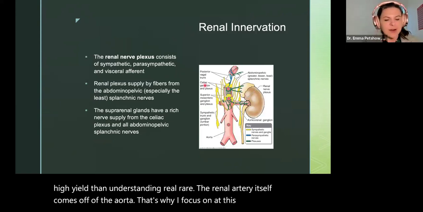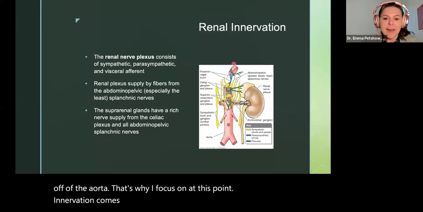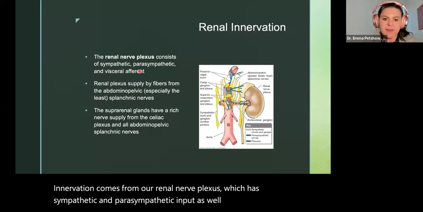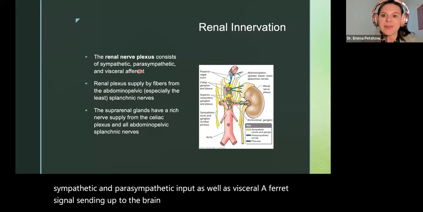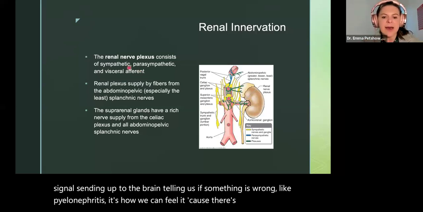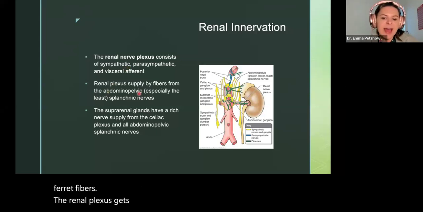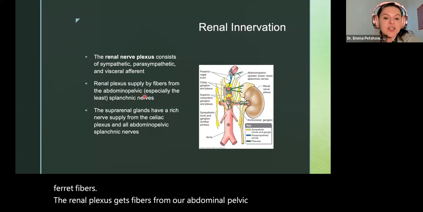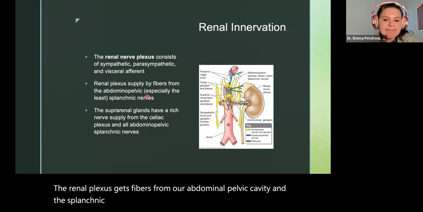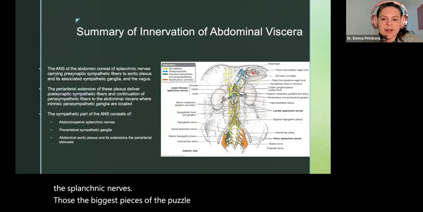Innervation comes from our renal nerve plexus, which has sympathetic and parasympathetic input, as well as visceral afferent signals sending up to the brain, telling us if something's wrong, like pyelonephritis. It's how we can feel it, because there's visceral afferent fibers. The renal plexus gets fibers from our abdominal pelvic cavity and the splanchnic nerves. Those are the biggest pieces of the puzzle there for innervation.